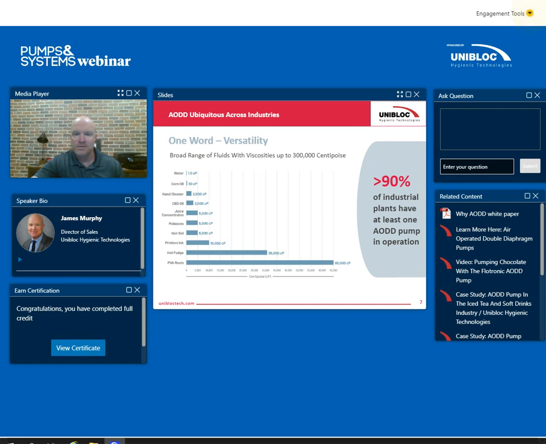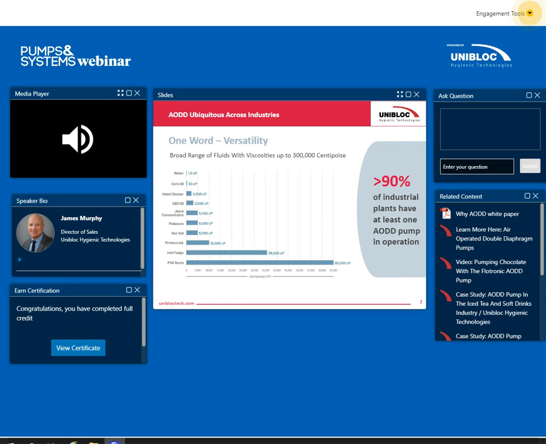And you can see here the stats that 90% of industrial plants have at least one diaphragm pump. Even on the food side, we've seen it where they're using diaphragm pumps for their process for packaging or bottling. But then they may have a pump that's used for dewatering or used on the water treatment side of the business as well. So just really nice in terms of the versatility there.